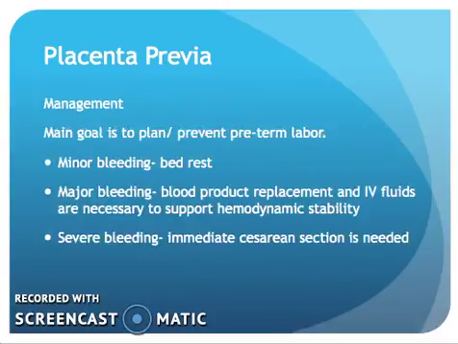Management. So the main goal is to plan and to prevent preterm labor. For bleeding management, if there's a minor bleeding, bed rest is sufficient. If there's a major bleeding, it is possible to have blood products replacement, and IV fluids may be necessary to support hemodynamic stability. If there's a severe bleeding, immediate cesarean section is needed.